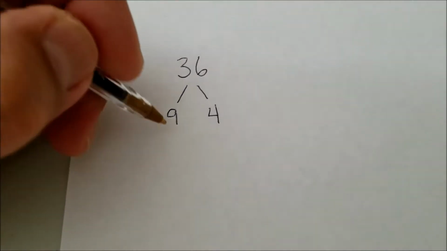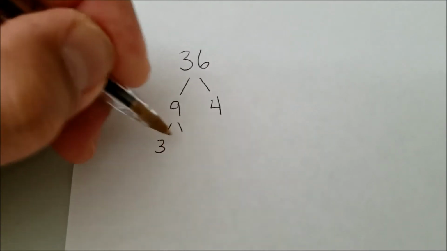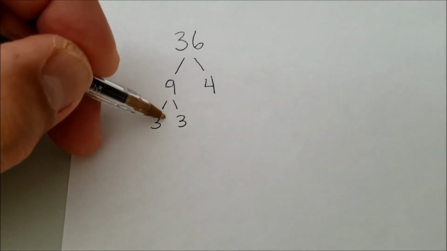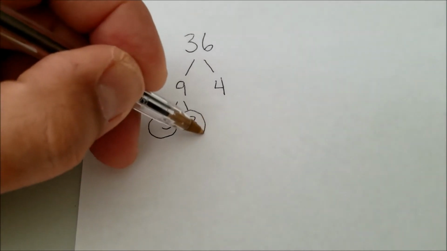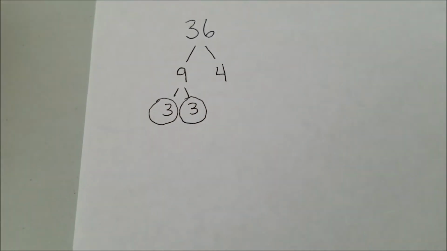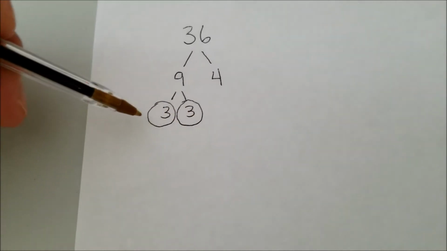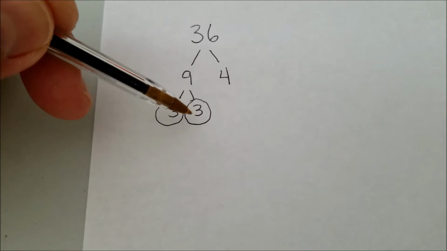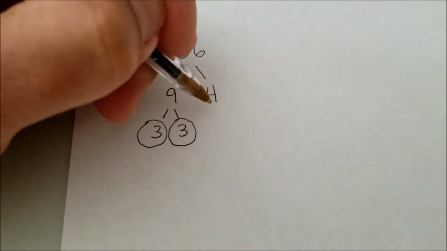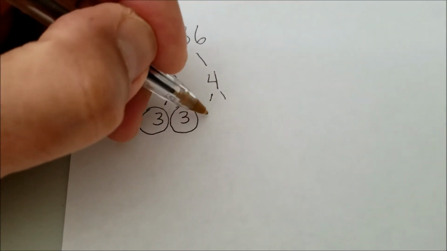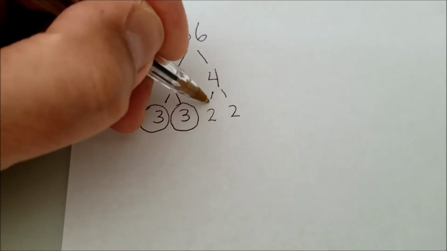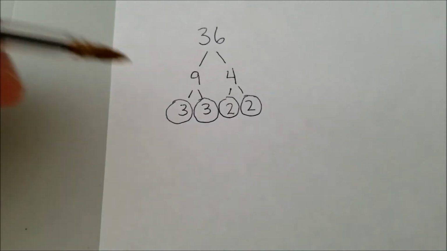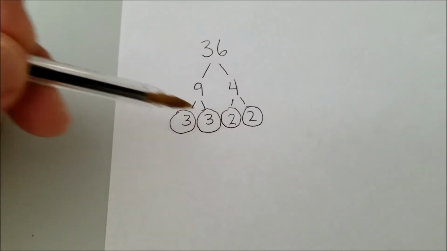So to get 9, we would get 3 times 3. And when you get a prime number, go ahead and circle it so that way you know you're not going to factor out that number anymore. Because we can't factor out 3 anymore because we would get 3 times 1. So now we know we have prime numbers, the 3 and the 3. And then the same thing happens with the 4. 2 times 2 gives you 4. 2 is a prime number because the only way to get 2 is 2 times 1.